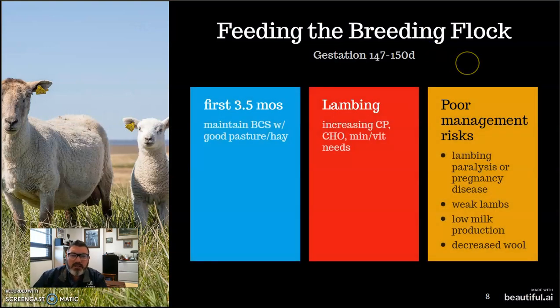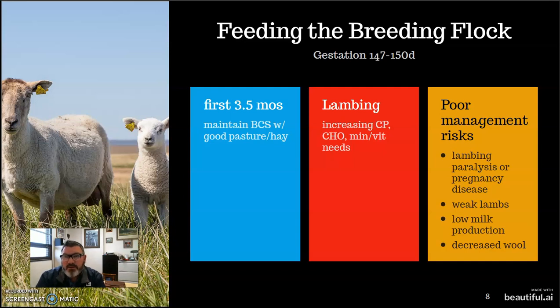The breeding flock, again, gestation time is about 150 days, give or take a little bit. So the first 3.5 months, we want to maintain body condition score with good quality pasture. That will pretty well do the job. A little bit of mineral supplementation perhaps will get the job done. Once we reach lambing, then you need to increase the crude protein content, of course support them with more carbohydrates, minerals, and vitamins in order to help them get through that lambing time period and start to support some offspring.